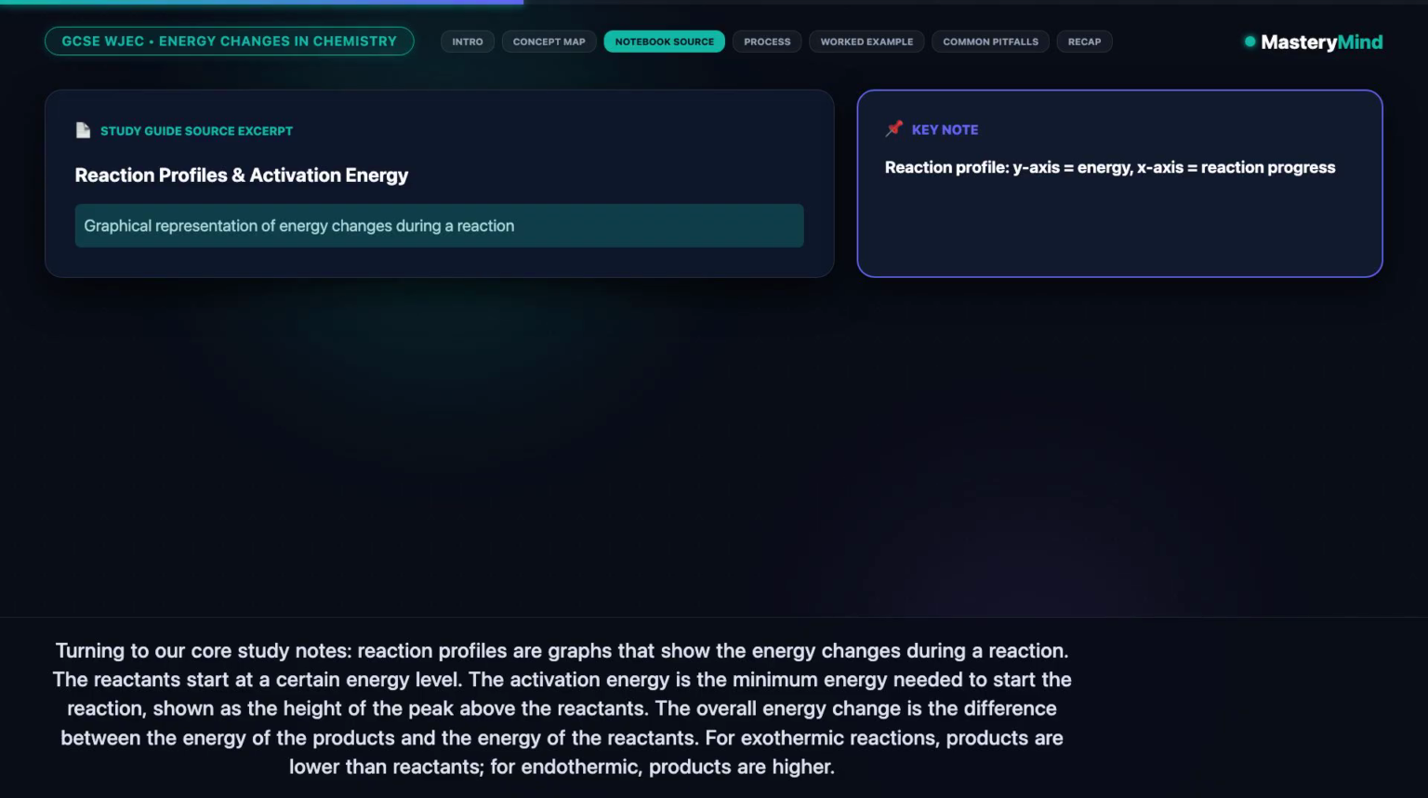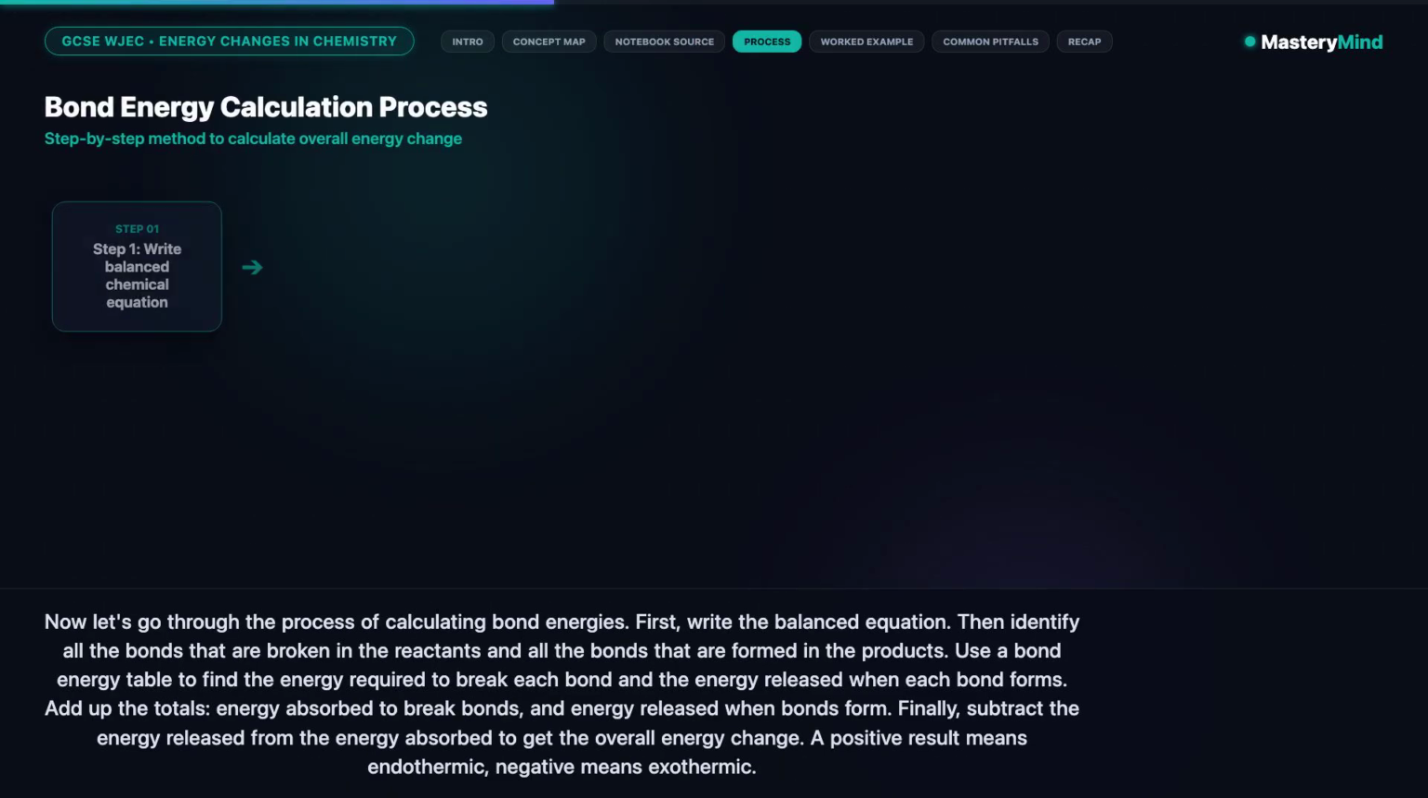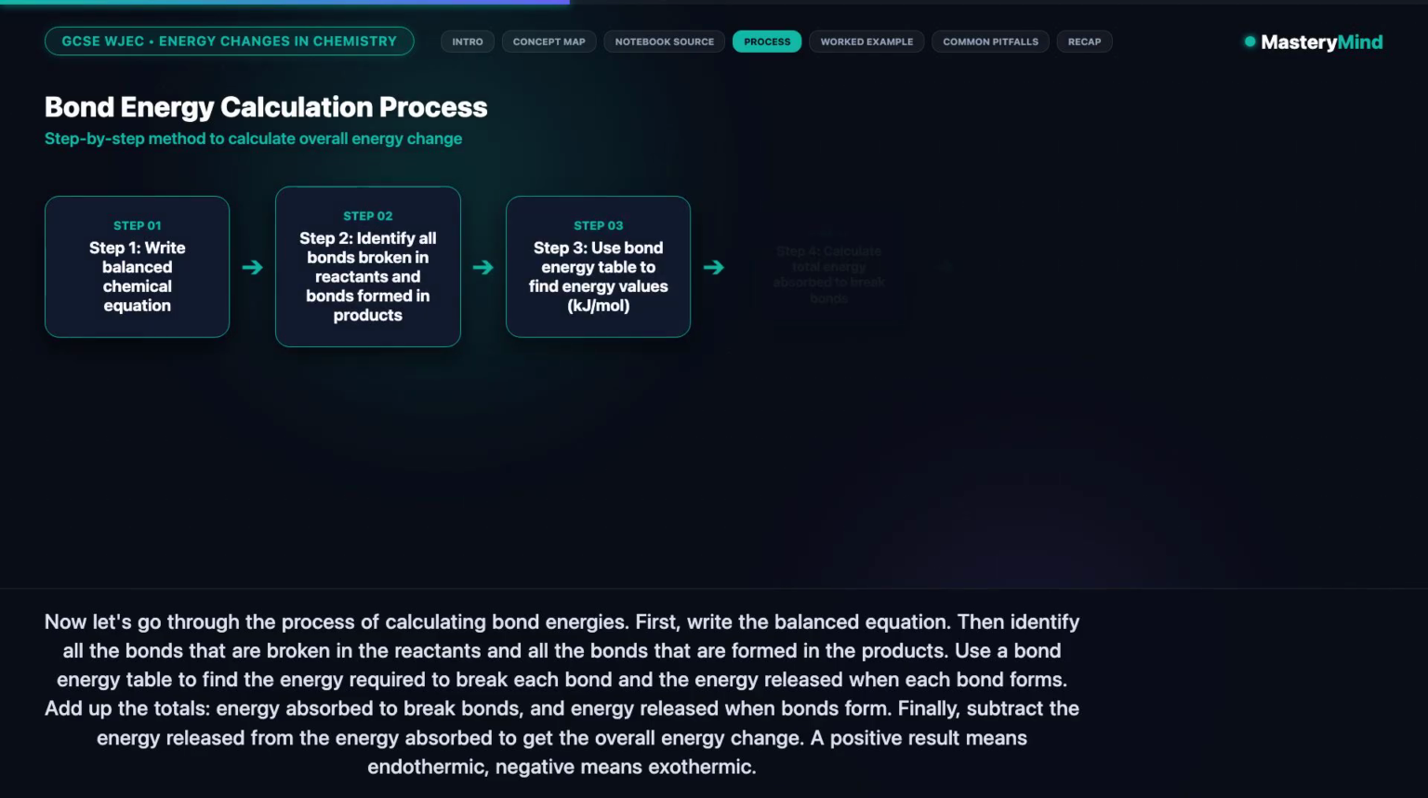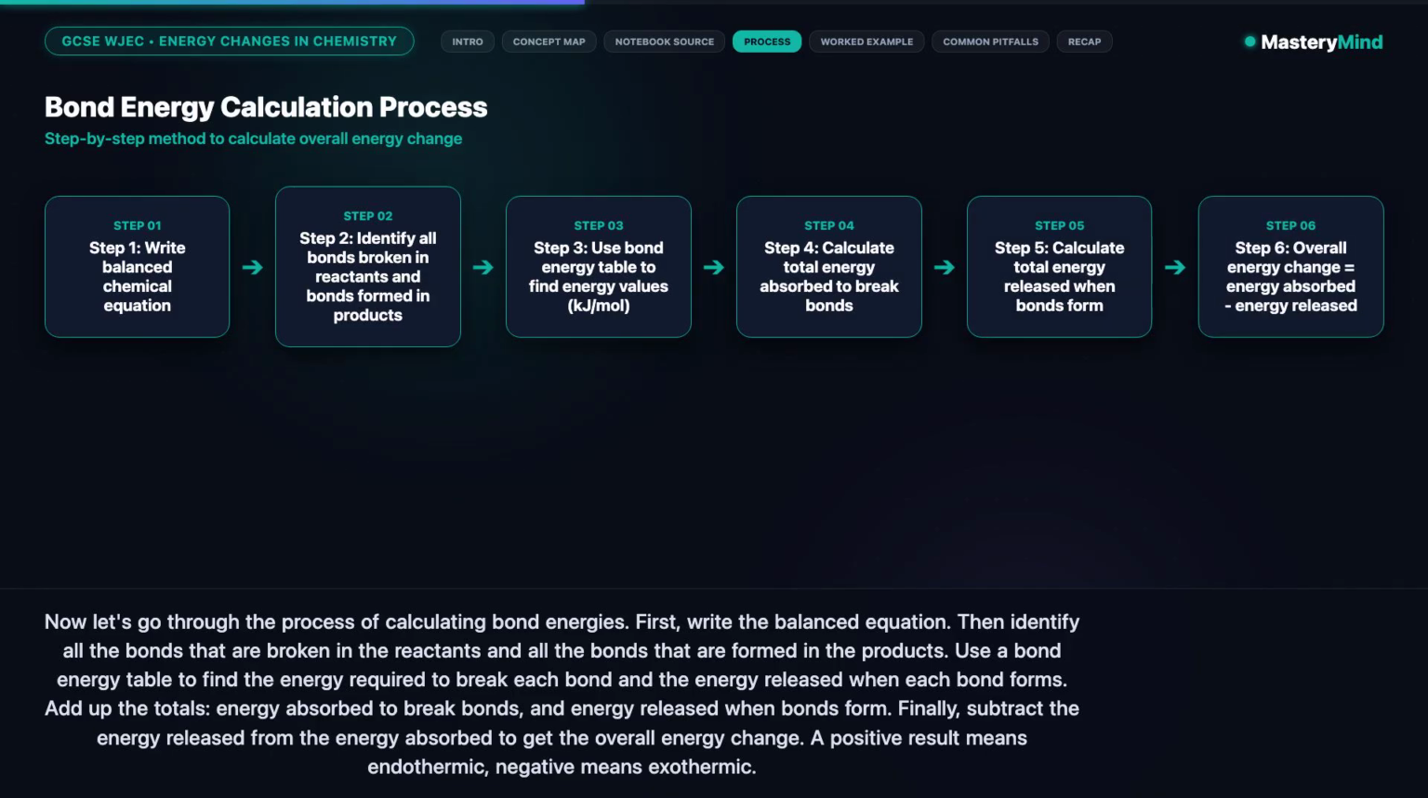Now let's go through the process of calculating bond energies. First, write the balanced equation. Then identify all the bonds that are broken in the reactants and all the bonds that are formed in the products. Use a bond energy table to find the energy required to break each bond and the energy released when each bond forms. Add up the totals: energy absorbed to break bonds, and energy released when bonds form. Finally, subtract the energy released from the energy absorbed to get the overall energy change. A positive result means endothermic, negative means exothermic.